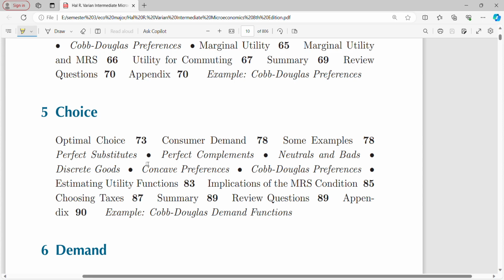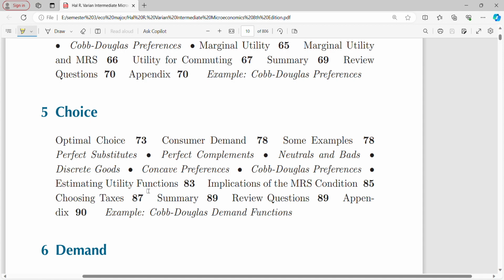So we are moving to the next chapter in Varian, chapter 5, Choice. According to the Economics major discipline syllabus, semester 3, it is the fourth chapter, Choice, because in the syllabus we do not have the first chapter. It starts from 2, the budget constraint. So this is the fourth chapter according to the syllabus.